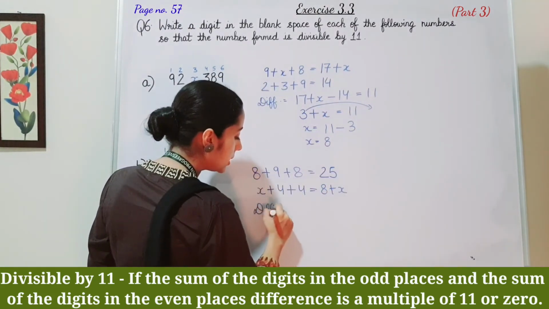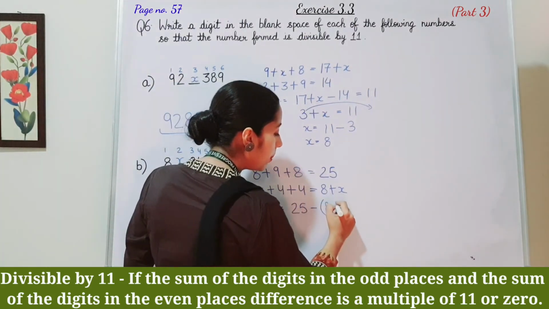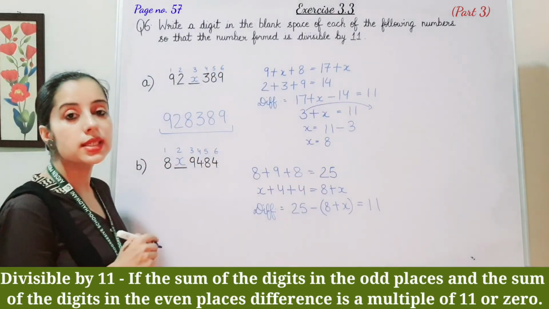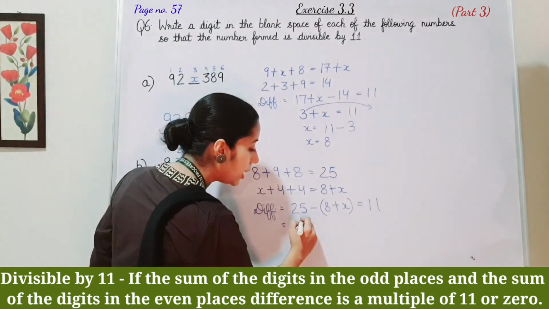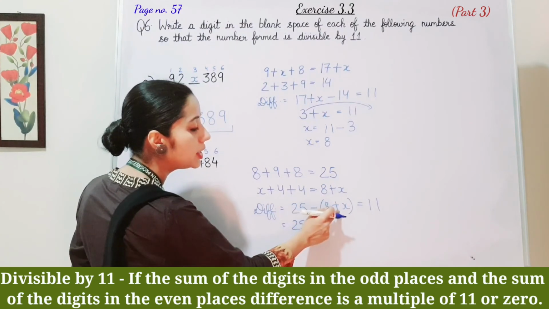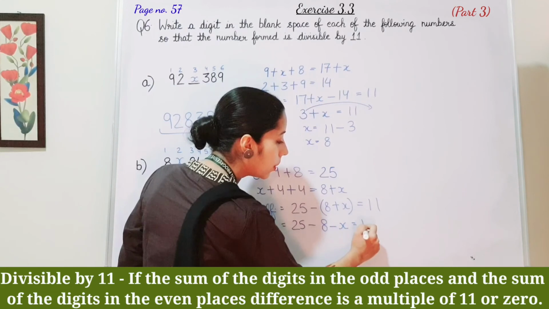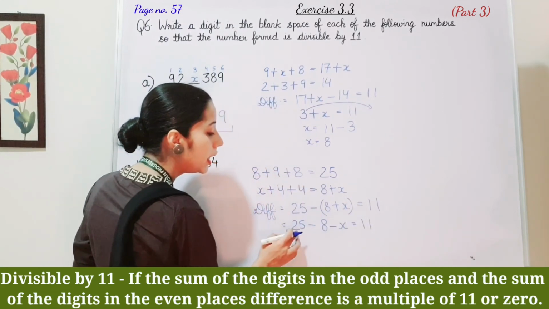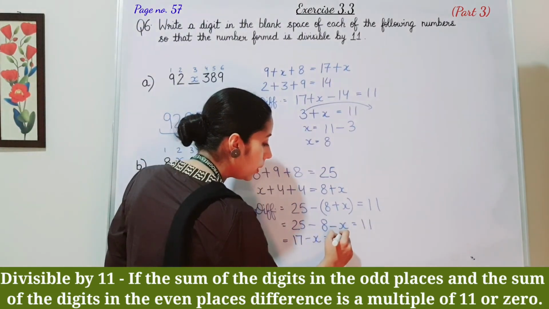Now find out the difference. Difference is equal to 25 minus (8 plus x) is equal to 11. So let's look at this step very carefully. It is very important how we have to do it. 25 minus 8. Now I am opening the brackets, so the sign will be changed. Plus becomes minus, minus x is equal to 11. 25 minus 8, 17 minus x is equal to 11.